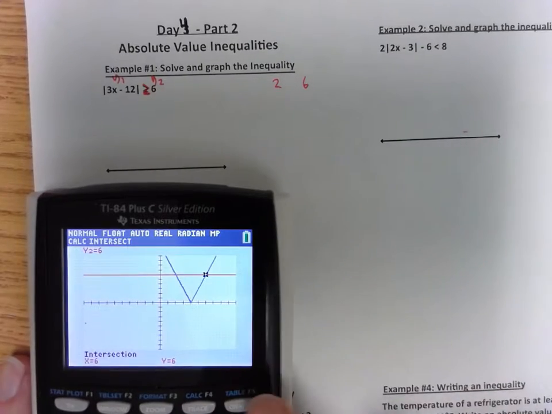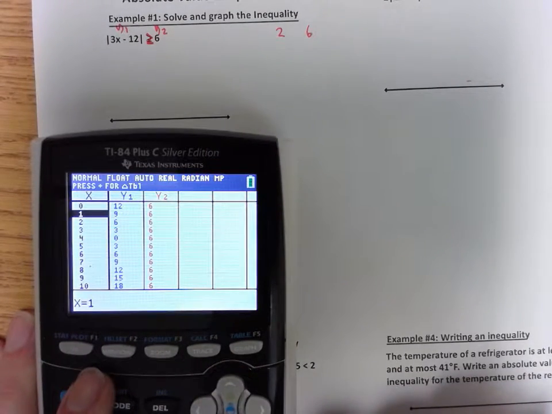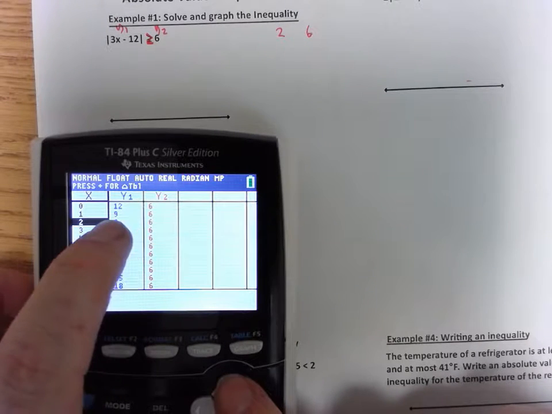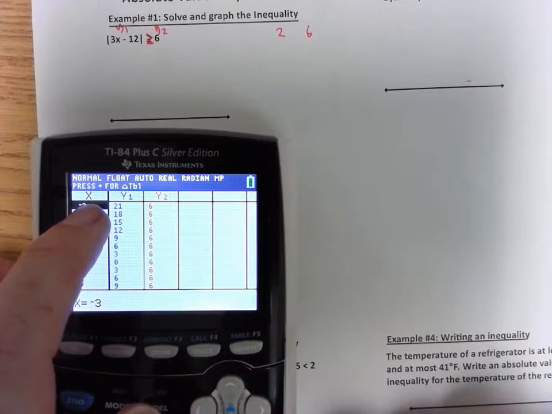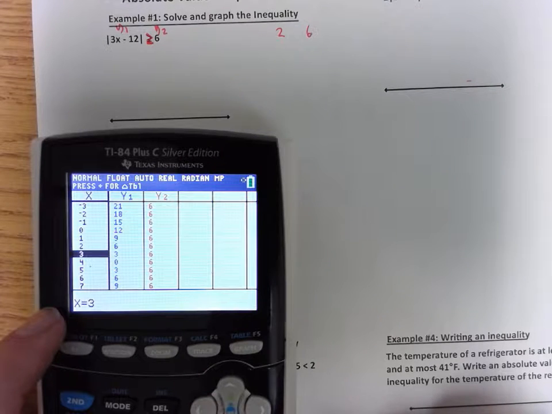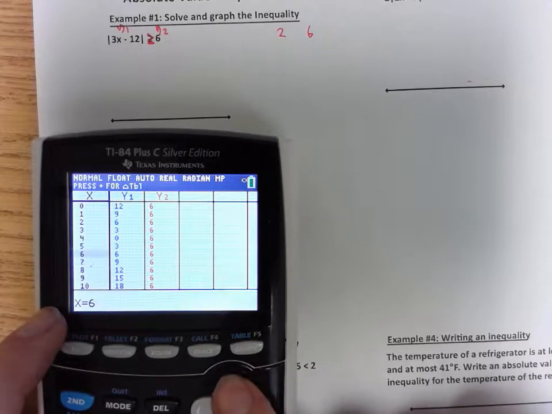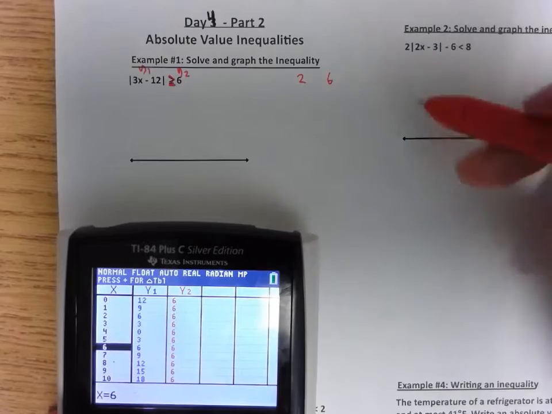Look at a table, okay? Second graph will give you a table of values. Okay, 2 gives me a value greater than or equal to 6, and 1 does, and 0, and anything above here, my output's going to be greater than or equal to 6. Similarly, down here at 6, 7, 8, 9, 10, all those give me values that are greater than or equal to 6 as well. So we really have 2 points, okay?